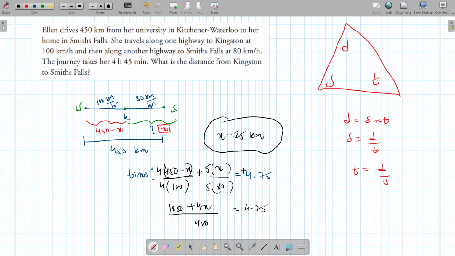Cool? So this question, again, is kind of tricky. Think about it in terms of this triangle here: distance, speed, and time. You're going to see this over and over again in maths and if you take physics in grade 11, 12.